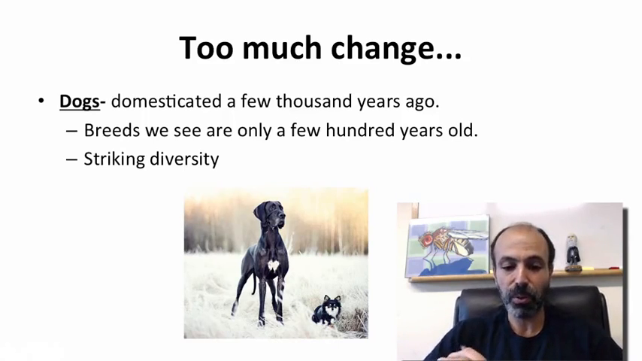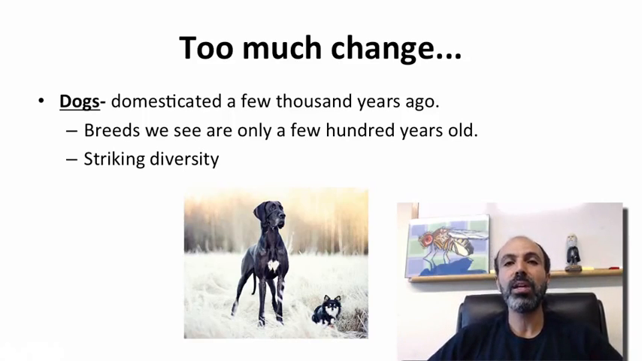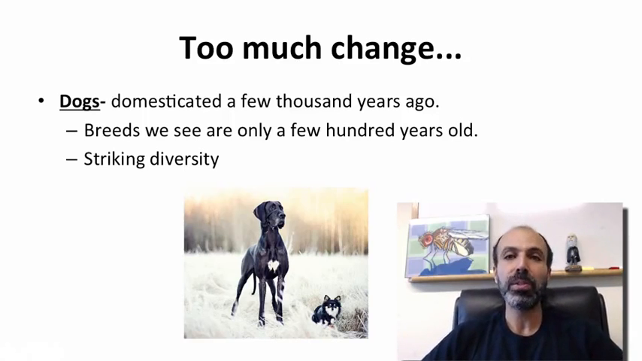We actually see different forms, as you see from this picture here. There are forms that look like they barely could even interbreed. They don't even necessarily look like the same species. So this is a fairly dramatic change over the course of a few hundred years.